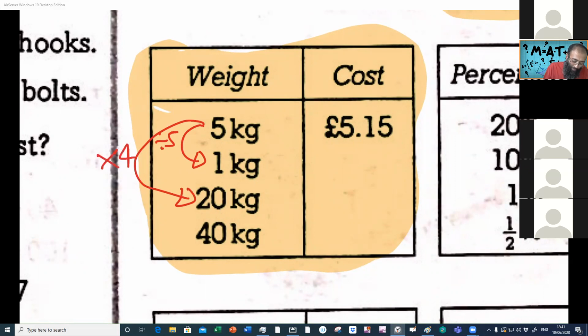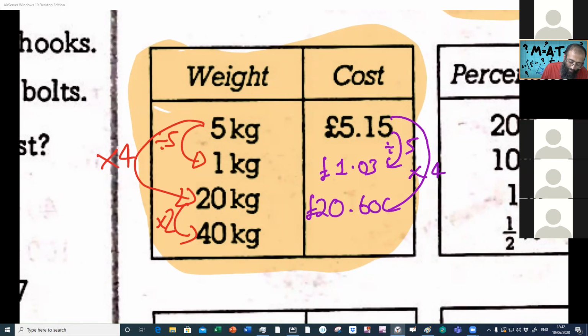Beautiful. How do we get from 20 to 40? You double it. Fantastic. What you said is what I've written down. That's what you've got to be doing for your homework as well. What we do on one side, we repeat it on the other side. So we divide that by 5, which is £1 and 3 pence. And then we go back to here, times it by 4. That'll give you £20 and 60 pence. And then we double it. That'll give you £40 and another £1.20. So 60 and 60 is £1.20, so that gives you £41.20.